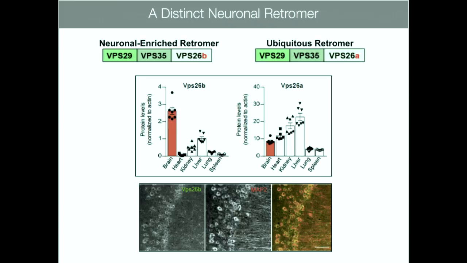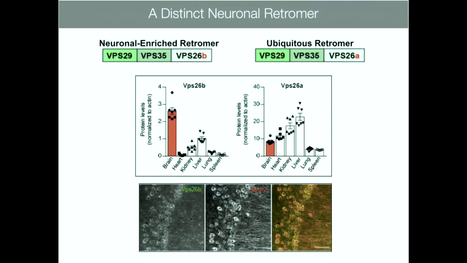So, here's, again, the three elements that make up retromer: VPS-29, VPS-26, and VPS-35. And Sabrina knew from just reading the literature that one of these elements, VPS-26, has two forms. They're just slightly different molecular forms of the same protein. In this case, the nosology makes sense. They're called VPS-26A and VPS-26B.